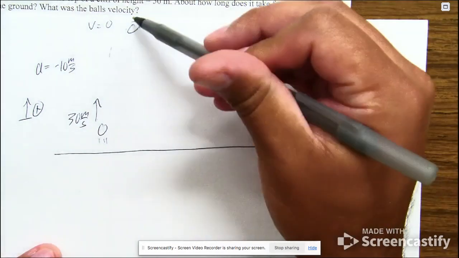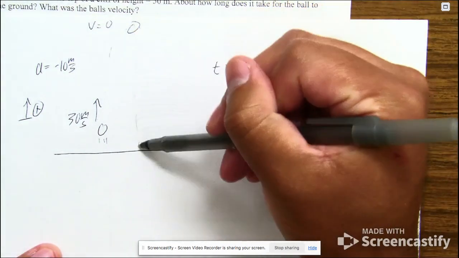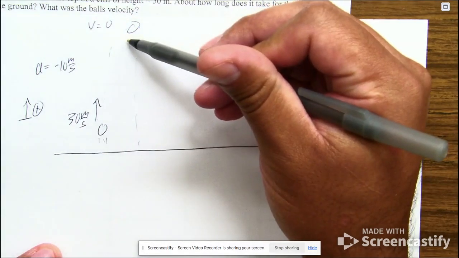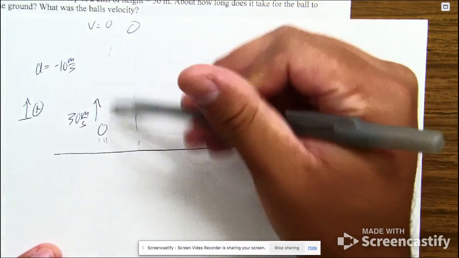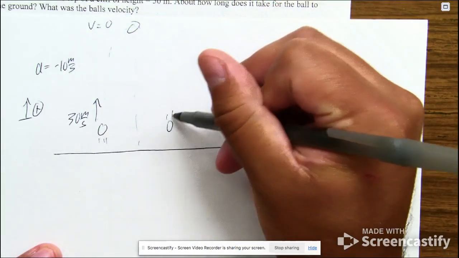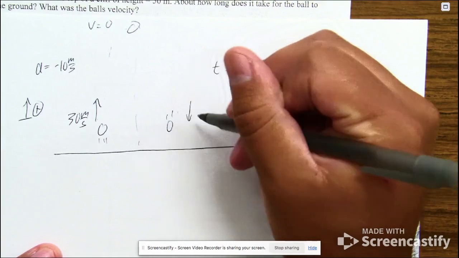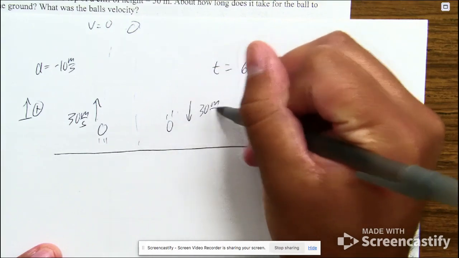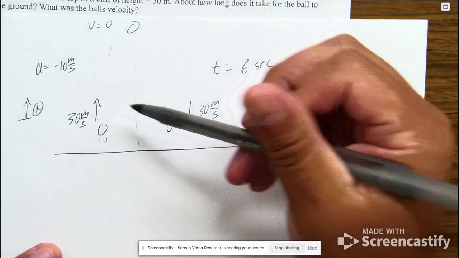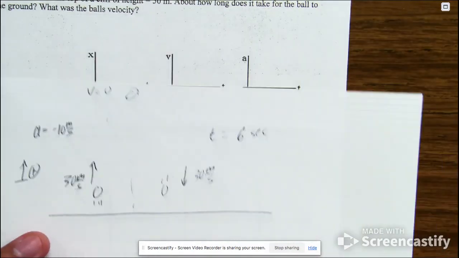Now, it turns out that the first half of this time is 3 seconds, and it's the same amount of time that it takes to go down here. So 3 seconds up and 3 seconds down. And after 3 seconds coming down, right at the same point, this thing's actually going down 30 meters per second, or like negative 30. I hope that makes sense. And I'm going to take advantage of that when I solve this problem.